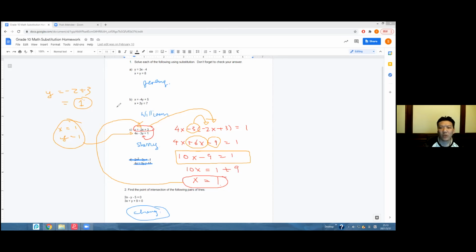You could rearrange it if you want to, Sherry, but in this case, I don't recommend doing so because it's not necessary because they already isolated y for us, right? So in this case, it's probably better to just substitute directly. Let's go over the second technique now.